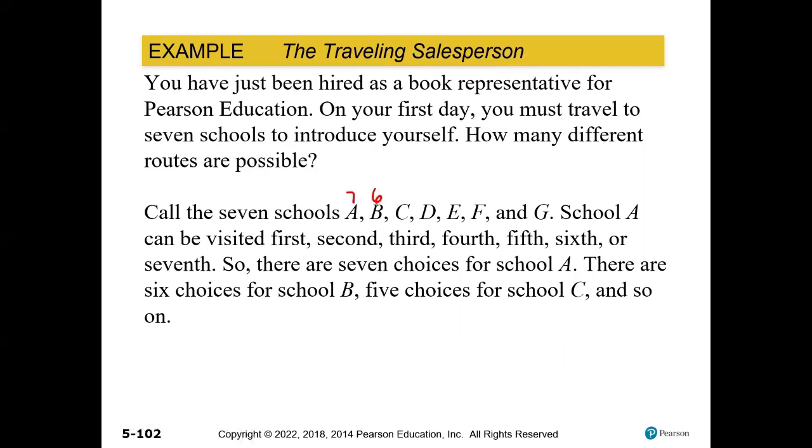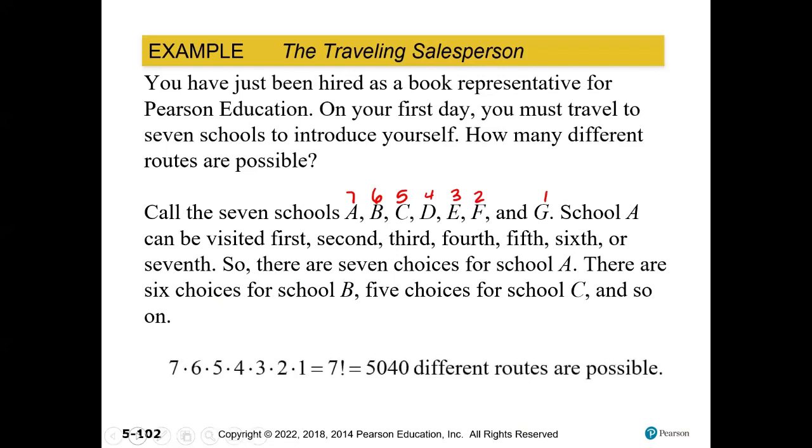7 for A, 6 for B, and then there would be 5 for C, so on and so forth, all the way down to 1. So if I wanted to, instead of typing in 7, 6, 5, 4, 3, 2, 1, I could just use 7 factorial, which gets me 5,040 different routes.